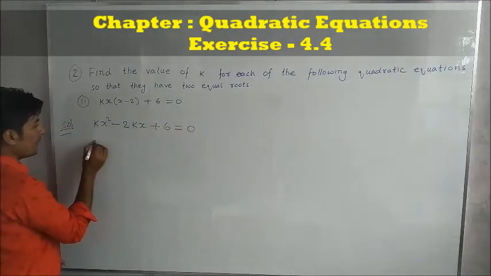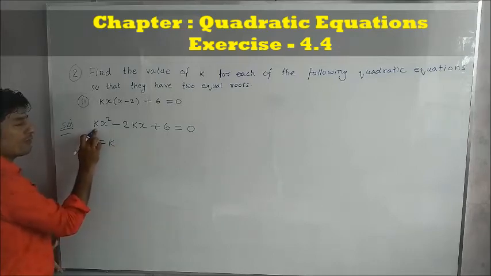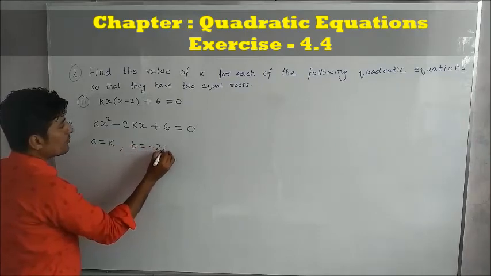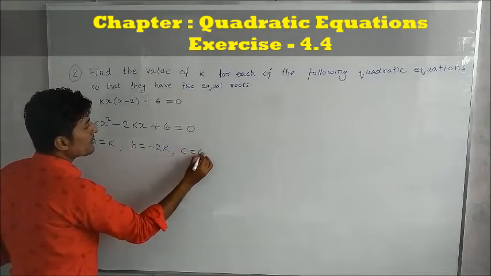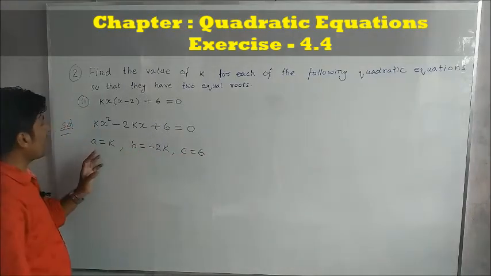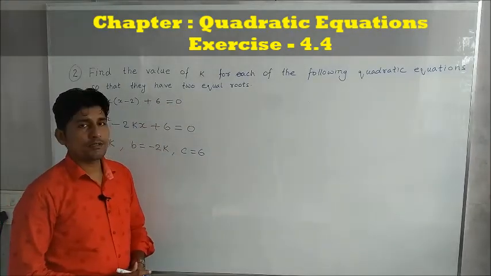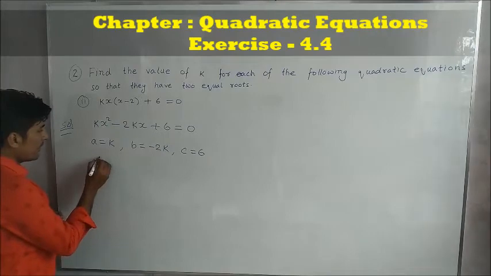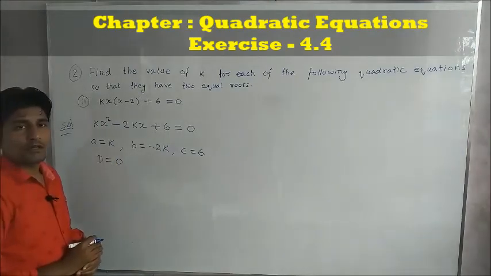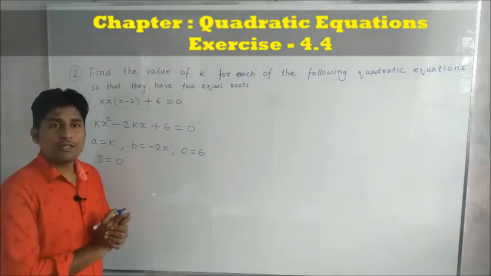In this equation, the value of a is k. As we know, value of a is the coefficient of x square. Similarly, the value of b is minus 2k. Value of c is 6. Now, according to the question, we have to find the value of k such that they have two equal roots. So, in that case, we have to write d equals to 0. If the value of d is equal to 0, then the given equation will have equal roots.